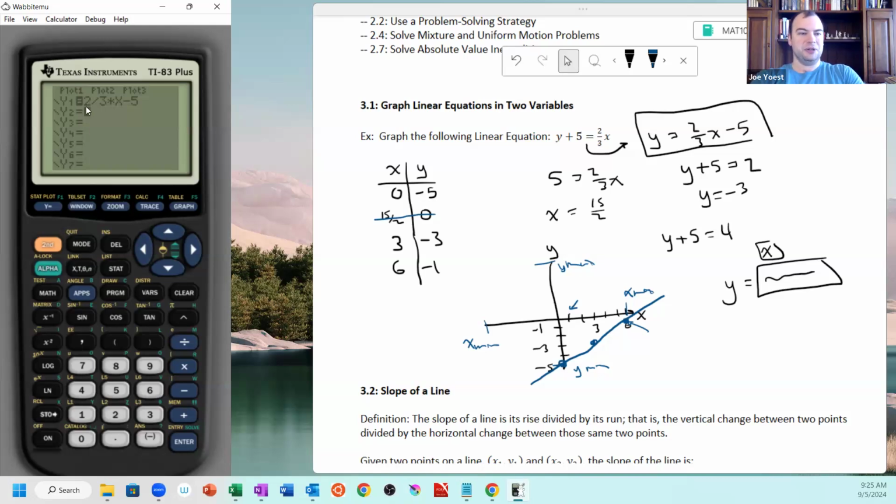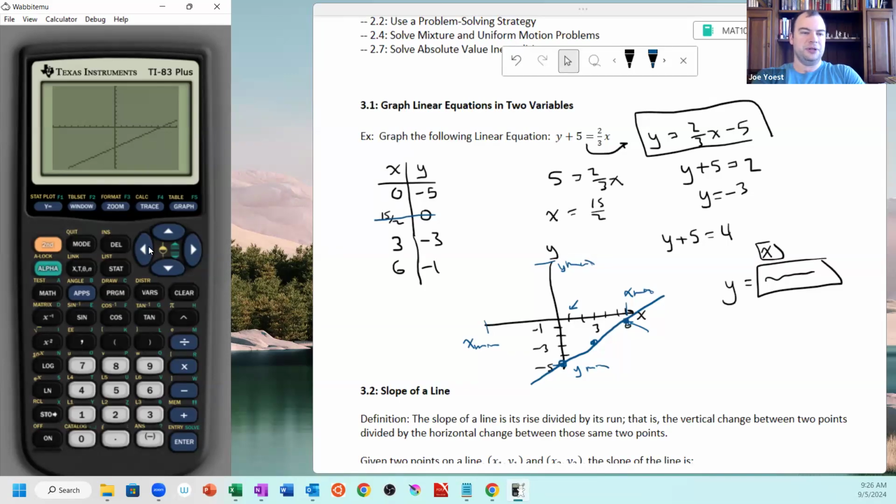So I entered my formula. I'm going to check my window. Okay, my window is reasonable. This is usually a pretty good window to start with. And I'm just going to click graph. I get this graph here that looks pretty much like my graph over here. It's on a little bit of a different window, right? I didn't go down to -10 on my y-axis or over to +10 on my x-axis in my window when I graphed it by hand, but this looks pretty similar.